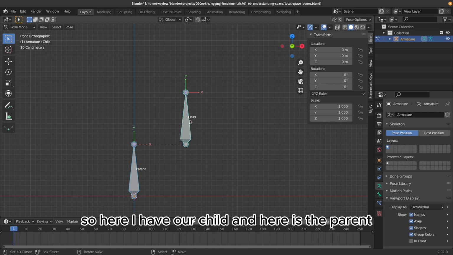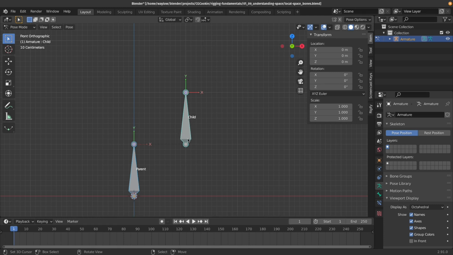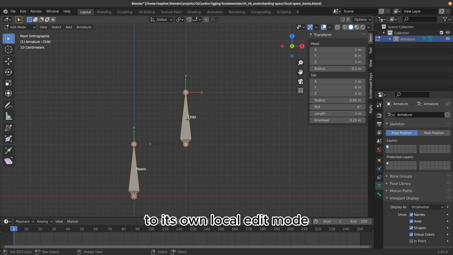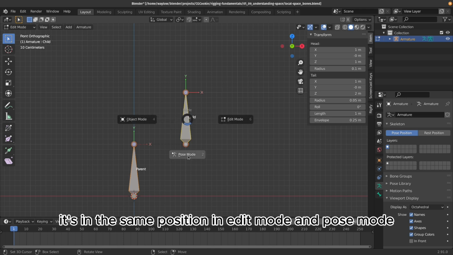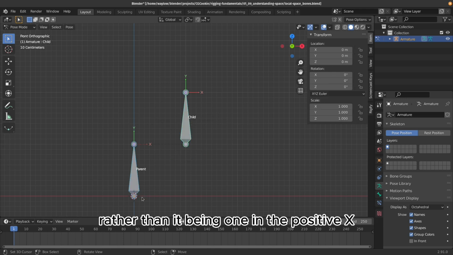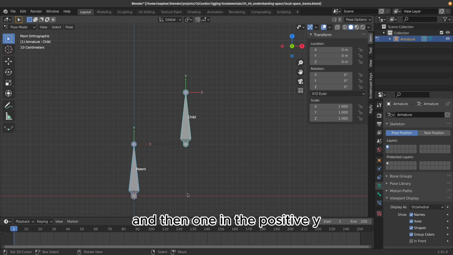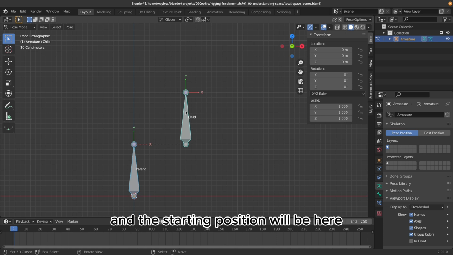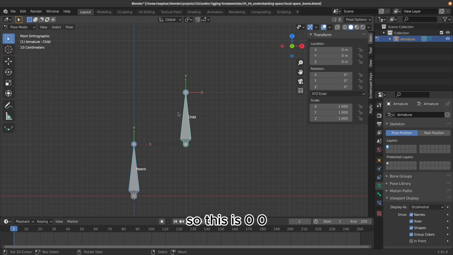So here I have our child and here is the parent, but there's one key difference with bones, and that is the starting position is always offset to its own local edit mode. You can see it's in the same position in edit mode and pose mode. So that means rather than it being 1 in the positive x and then 1 in the positive y as a starting position, it's going to be offset and the starting position will be here. So this is 0, 0, 0.